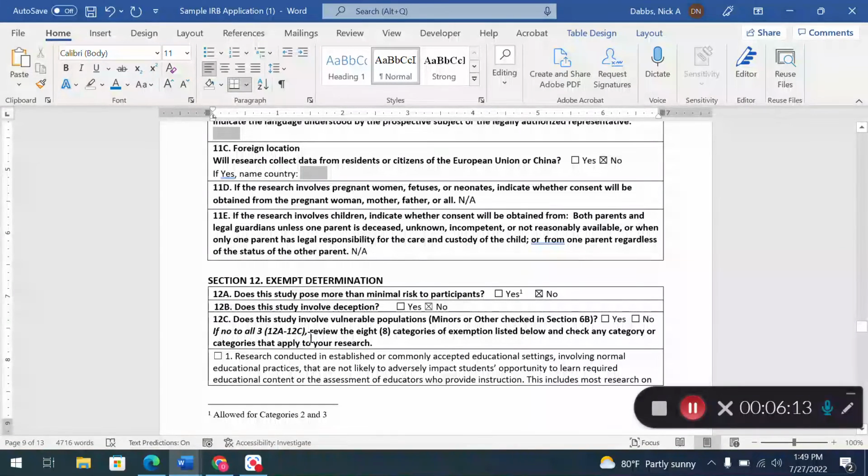12C, does the study involve vulnerable populations, so minors or others checked in section B? We can mark no, because we're not working with a vulnerable population. And then it says, if no to all three, 12A through 12C, review the 8 categories of exemption listed below and check any category or categories that apply to your research.